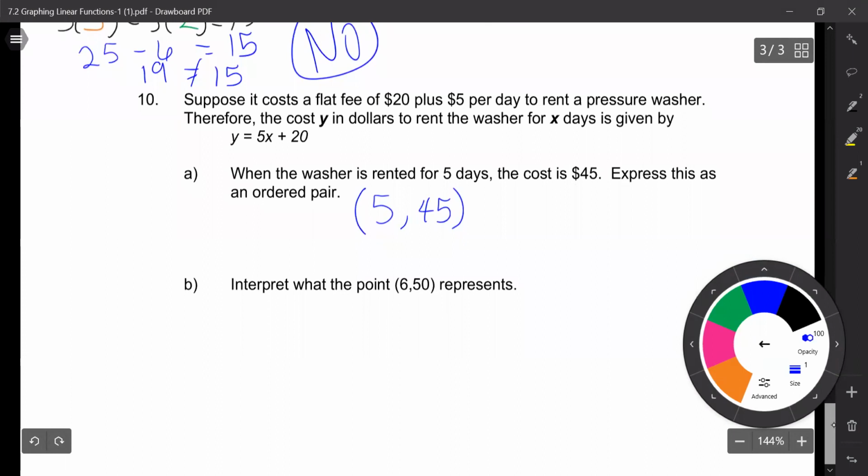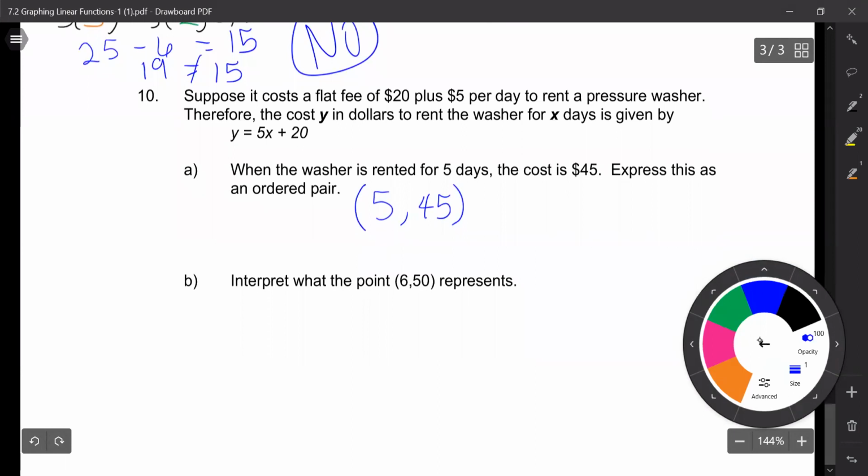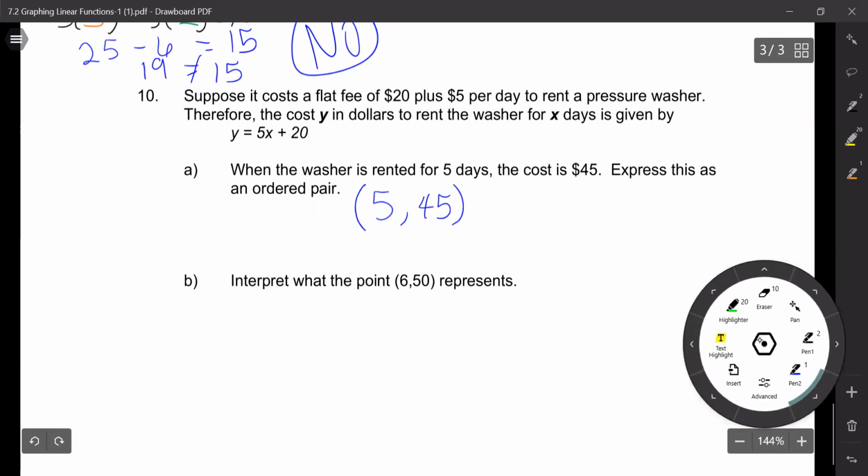And interpret what the point 6, 50 represents. Well, that represents that when the washer is rented for 6 days, it costs $50.